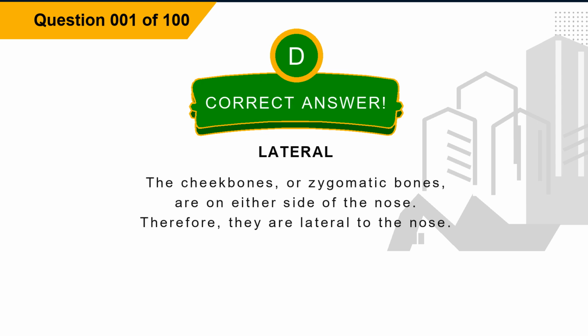Explanation. The cheekbones, or zygomatic bones, are on either side of the nose. Therefore, they are lateral to the nose.